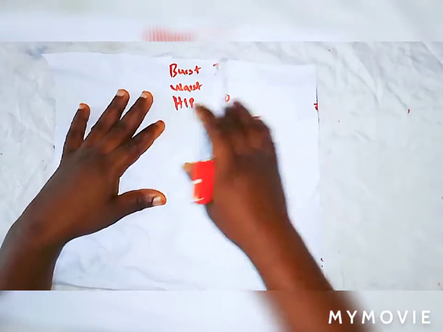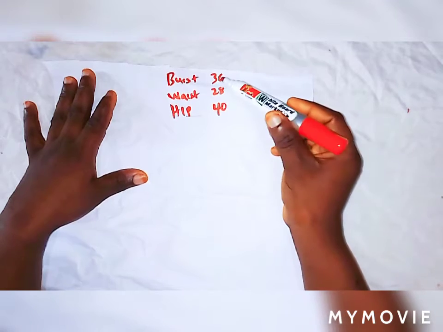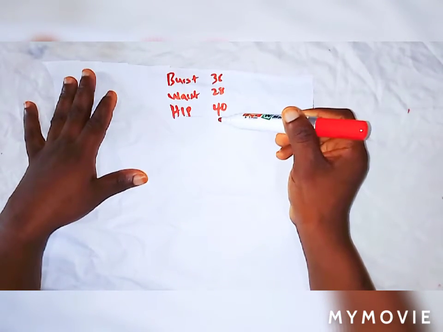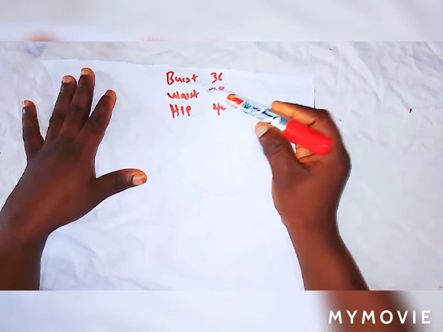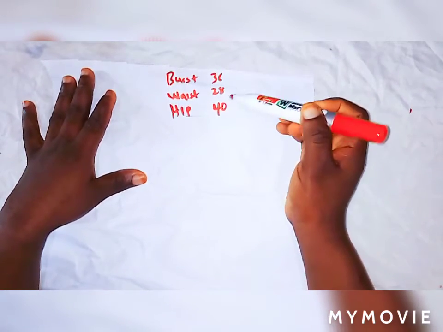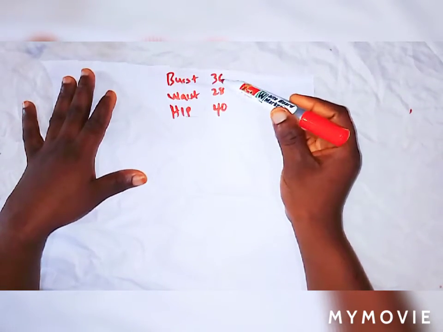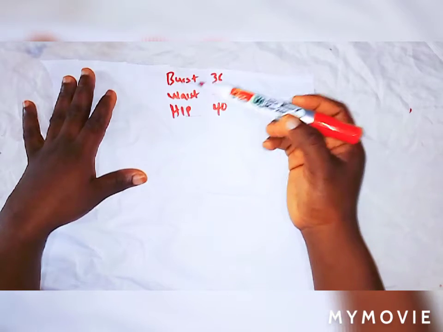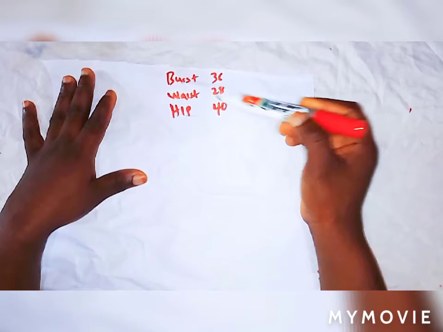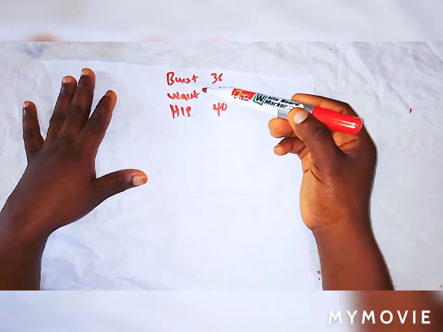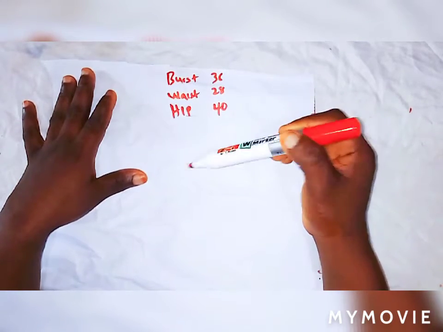Then hip of 40. Before you start your calculation, check the circumference, the highest circumference that we use. You can see this 40 is more than the waist and bust. Assuming the bust is 40 and the hip is 36, I will use the bust to fold my fabric. Assuming the waist is 40, the bust is 36, while the hip is 36, I will use the waist to fold it, because I want the highest measurement for folding out my fabric.